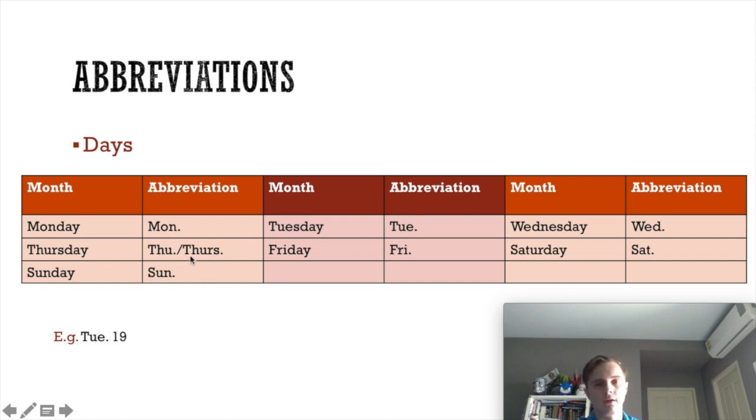Also in your textbook, THURS, period, is given as an abbreviation of Thursday. That is acceptable, but I think it's better to just use the first 3 letters. I think this is so you don't get confused with Tuesday, but you shouldn't really get confused with Tuesday anyway.